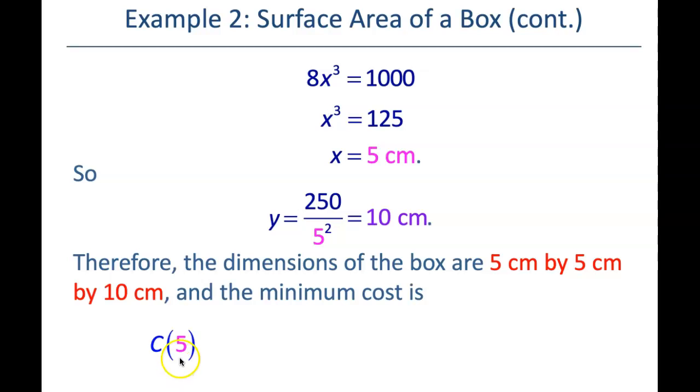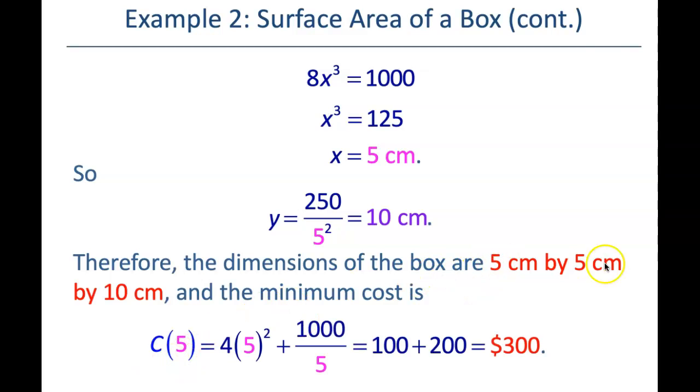And then if you wanted to figure out the cost of the materials for the box, you could just plug in that 5 for the x value and figure out that the cost of the box is $300.